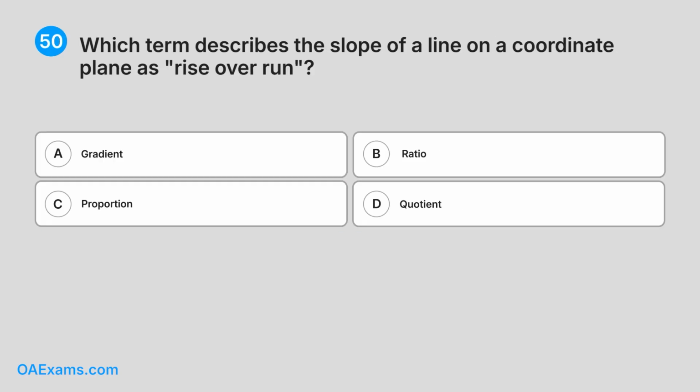50. Which term describes the slope of a line on a coordinate plane as rise over run? A. Gradient, B. Ratio, C. Proportion, D. Quotient. What do you think is the answer?